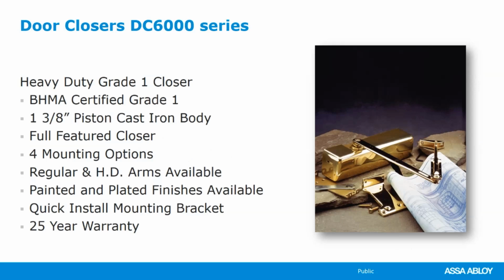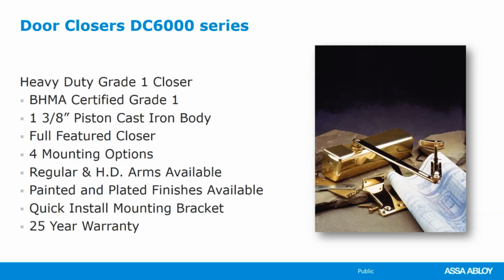This is our other premium heavy duty door closer. It was our top of the line industrial grade closer till we brought out the 8000 series. This is our DC 6000. Now this closer is also certified grade 1. It is also cast iron construction. It is also a full feature door closer. The difference between this and the 8000 is the piston diameter. It's a 1 3/8" diameter piston on this closer versus 1.5 inches.